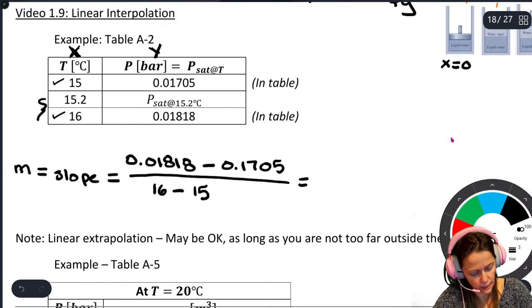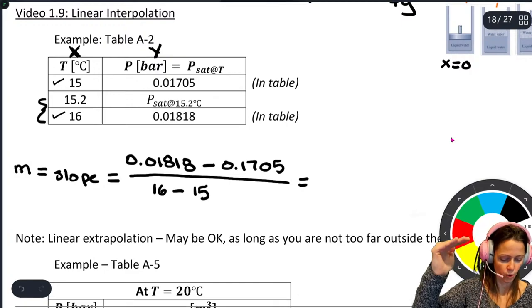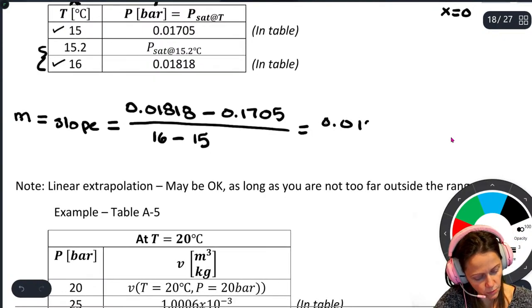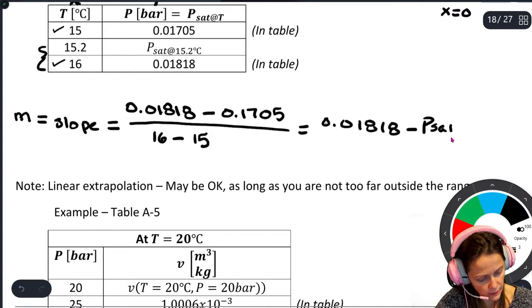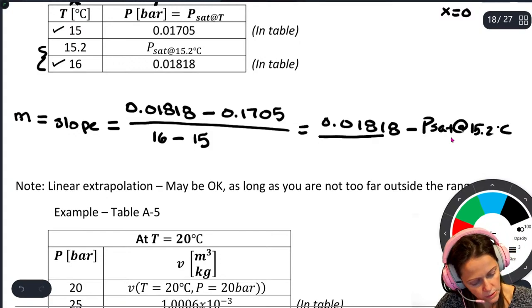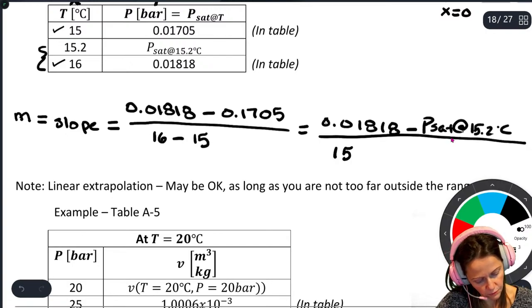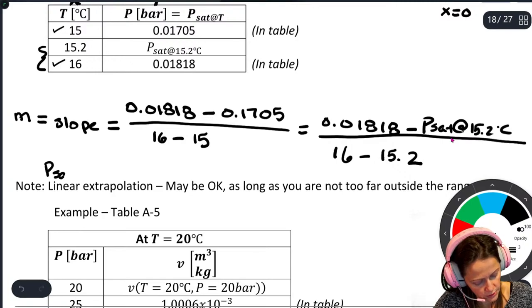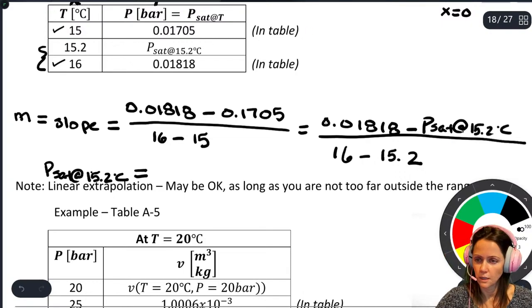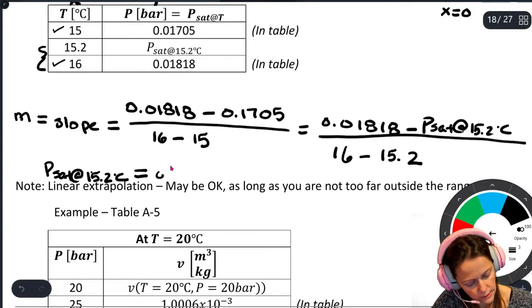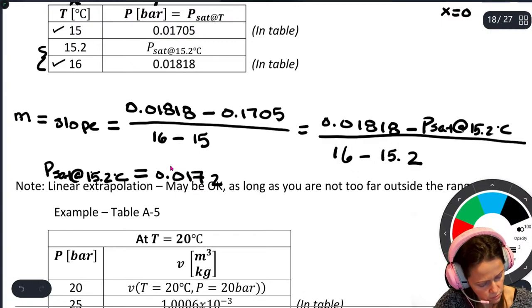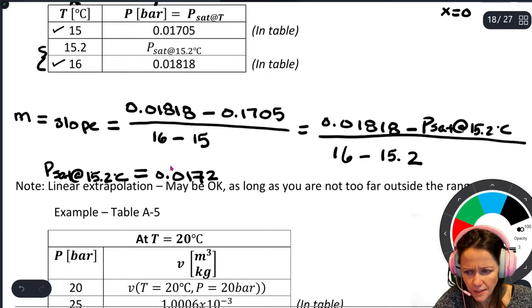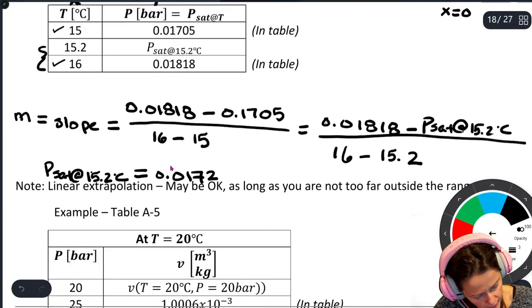Now I'm gonna look at, let's say, these two data points. So, all right, working from the bottom to the top, it'd be 0.01818 minus that PSAT at 15.2 degrees Celsius, over, working from bottom to top, 16 minus 15.2. And so if I just solve for that PSAT at 15.2 degrees Celsius, I should get something in the middle there. Let's see what I've got. 0.01728 bar.